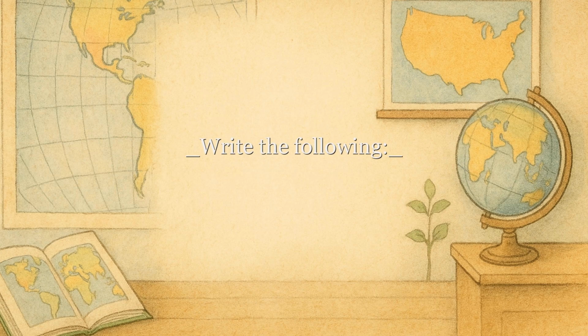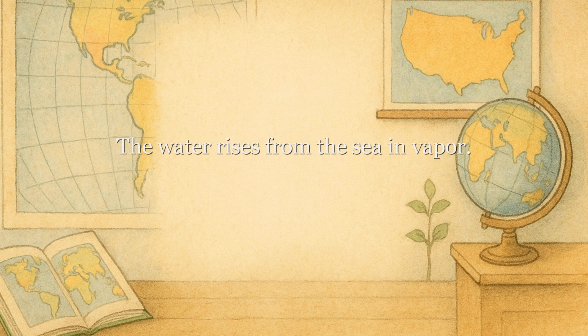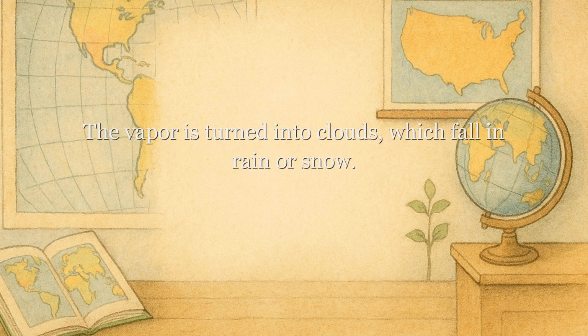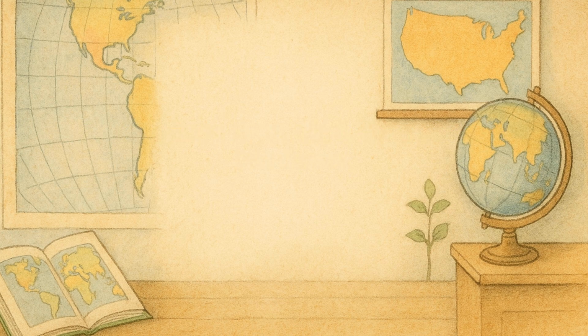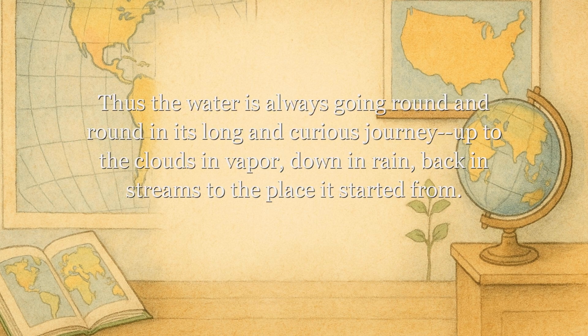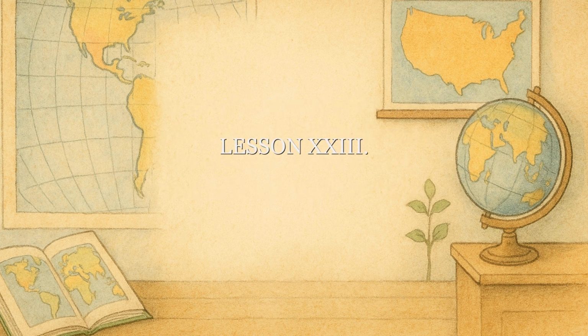Write the following. The water rises from the sea in vapor. The vapor is turned into clouds, which fall in rain or snow. The rain forms rivers, which flow back again into the sea. Thus the water is always going round and round in its long and curious journey, up to the clouds in vapor, down in rain, back in streams to the place it started from. Lesson XXI. The River.